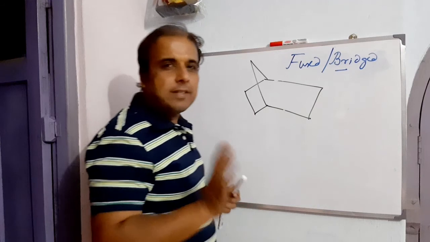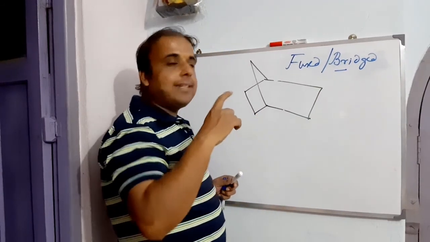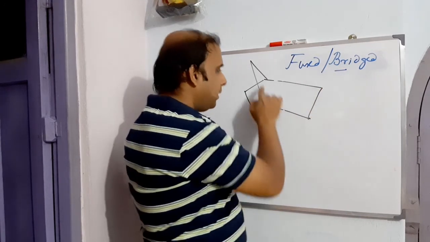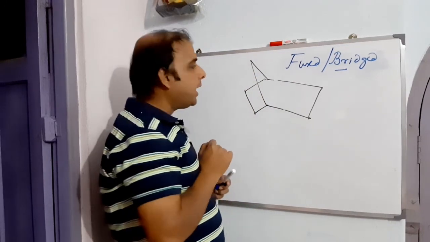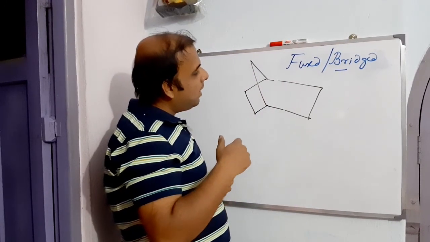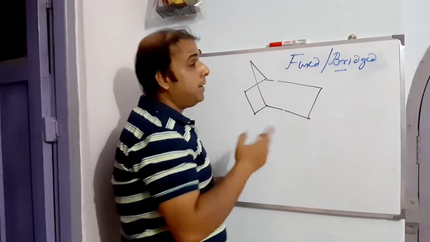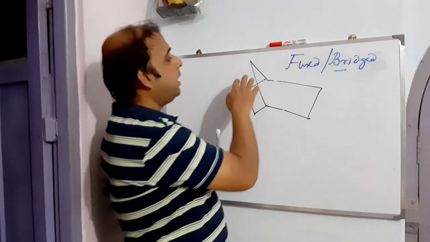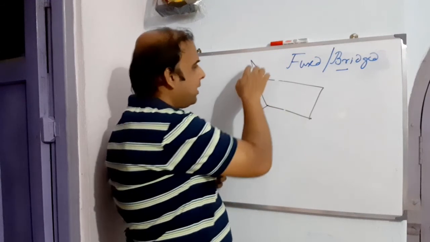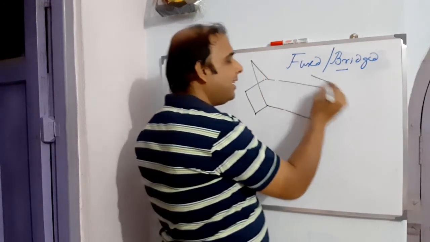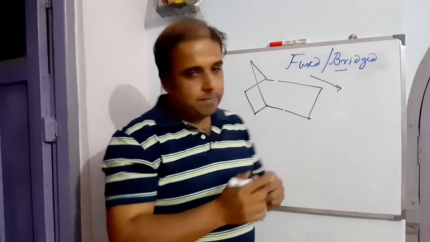Because the only difference is, in case of fused, the common atoms are adjacently placed. In case of bridged, they are non-adjacently placed, and in between them one bridge is there. The bridge may have atoms in it. Apart from this, if you find that there is no atom in the bridge, that means it is an example of a fused one. Why? That I am going to tell you.